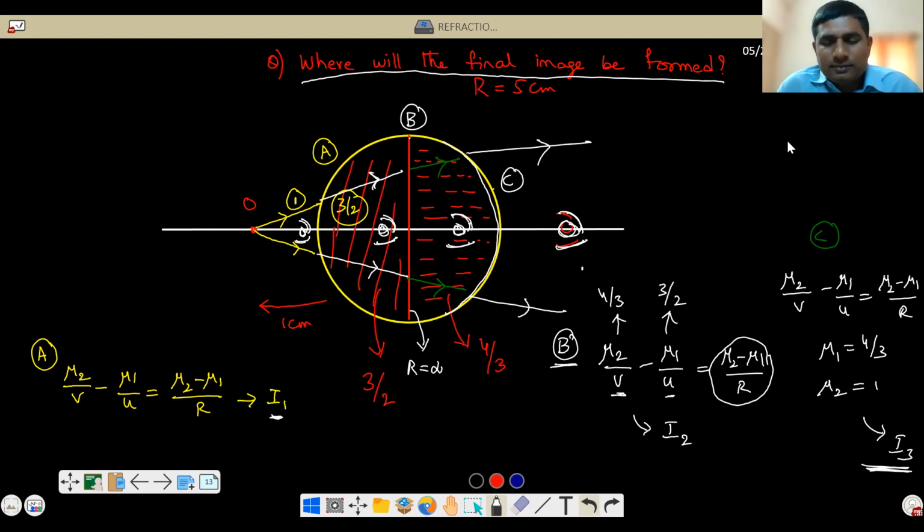Okay, today I'm taking extra time because I have seen people are not solving problems. Such a simple problem: mu2 by v minus mu1 by u is equal to (mu2 minus mu1) by r. Such a simple problem: mu1, mu2, u, v, everything is given. Only you have to calculate v. And if you are not able to do that, I see that there is a lack of desire in you. So please, I'm addressing that part. I'm not addressing that you have to study physics or chemistry. There is a lack of desire.